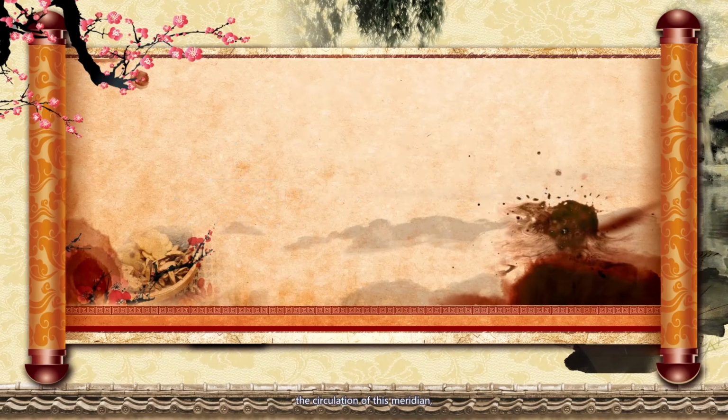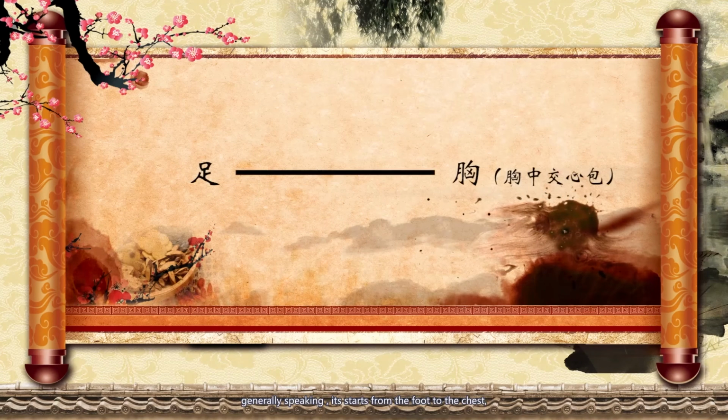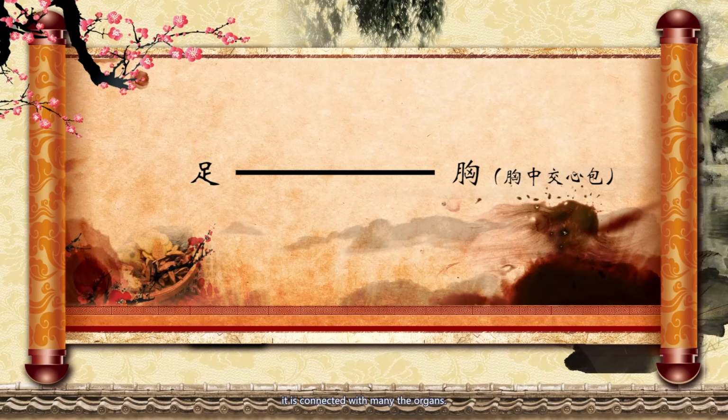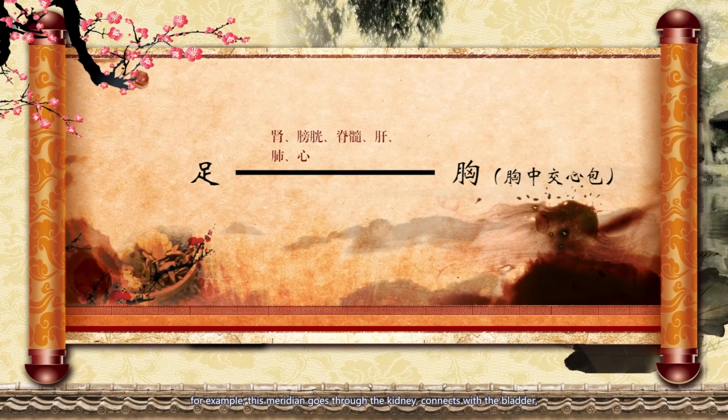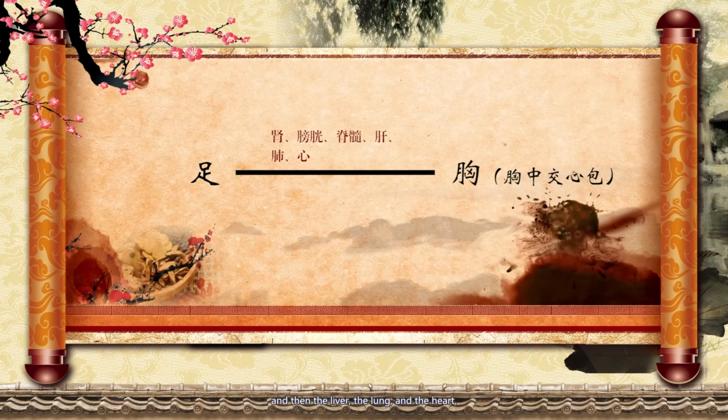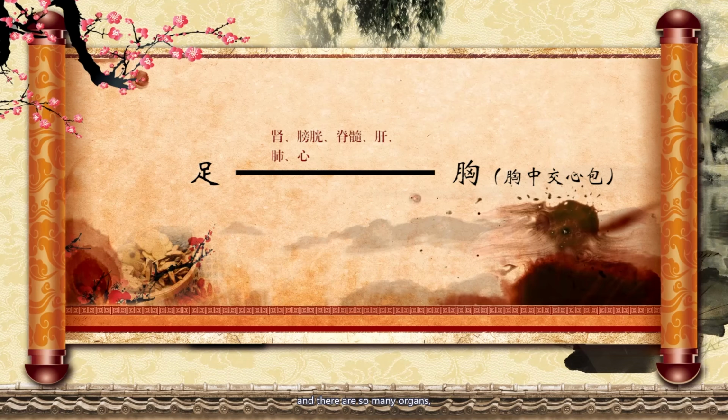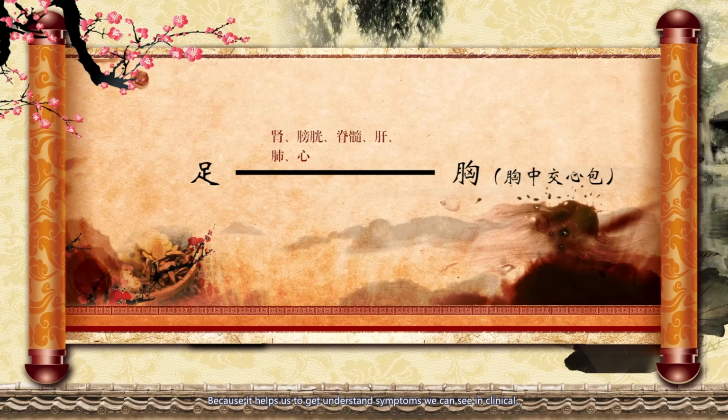The circulation of this meridian, generally speaking, starts from the foot to the chest and connects with the pericardium in the chest. It is connected with many organs. For example, the meridian goes through the kidney, connects with the bladder, goes through the spinal column, and then the liver, the lung, and the heart. There are so many organs. Why do we still need to remember all of them? Because it helps us to understand symptoms we can see in clinical practice.